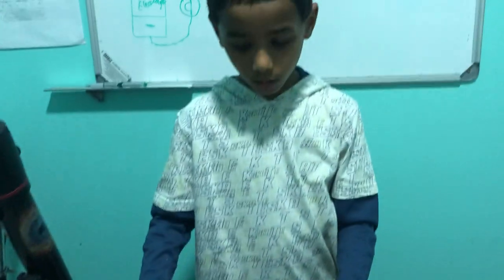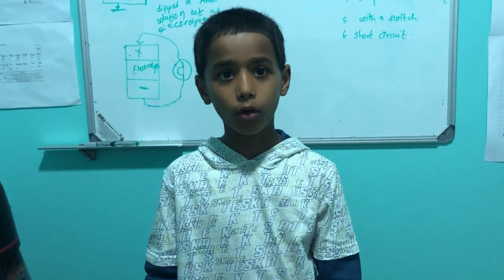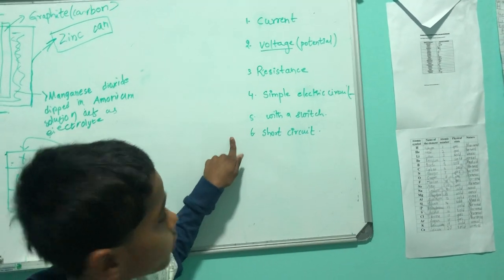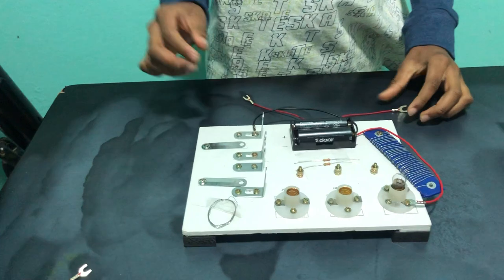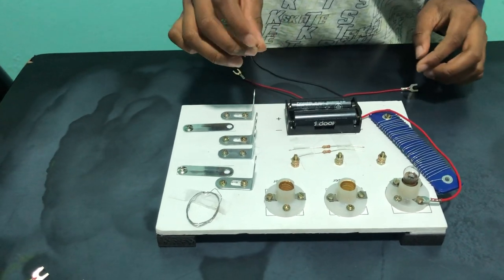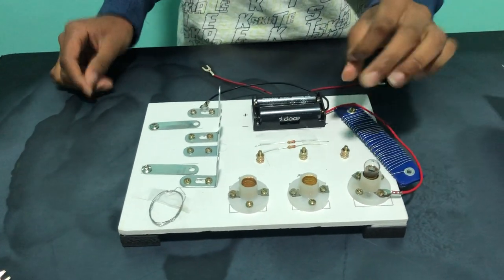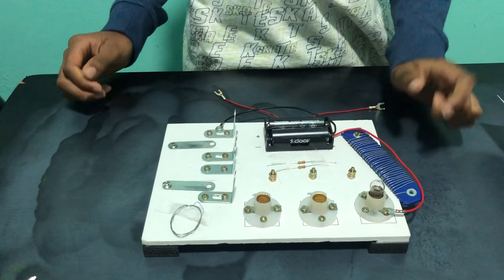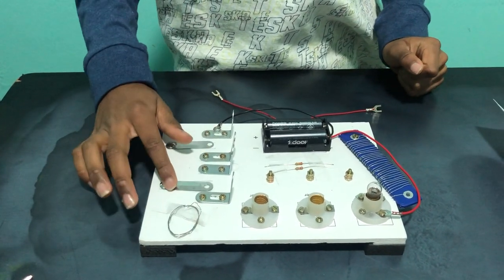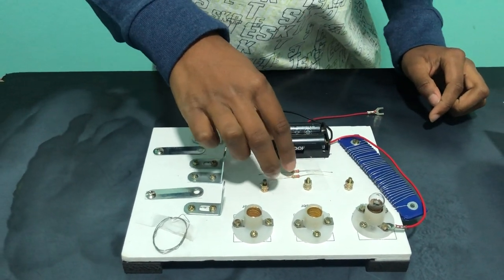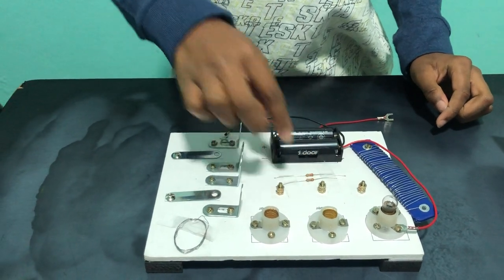Now I want to show you a bit something on an electric board. Now on this board I'm going to discuss another three words: simple electric circuit, switch, and short circuit. I'm just going to show you a simple technique. What do you have on the electric board? On the electric board, I have one bulb, three bulb holders, one rheostat, some switches, two wires, and two resistors.